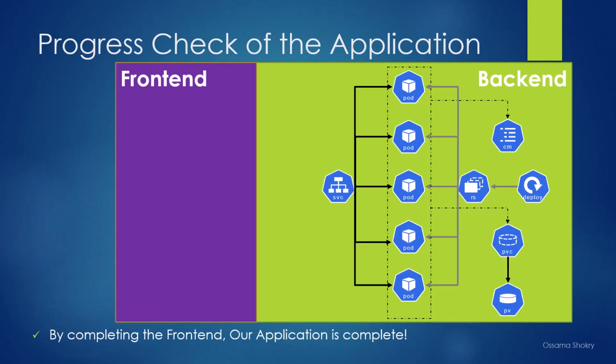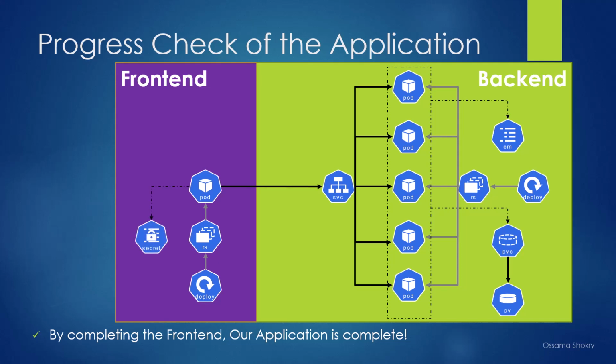By completing the front end, our application is complete. Let's do a final progress check. In this lab, you created a deployment for the front end, which created a replica set with one replica, meaning one pod. The front end pod can reach the back end layer via its cluster IP service. The front end keeps the end user's passphrase in a secret. A NodePort service exposes the front end layer, thereby allowing the end user to reach the front end website from a browser on the Kubernetes host machine.